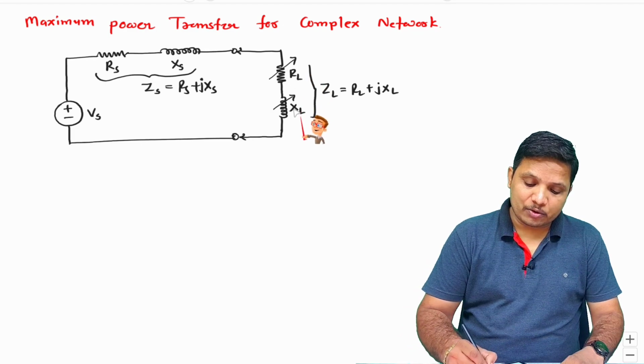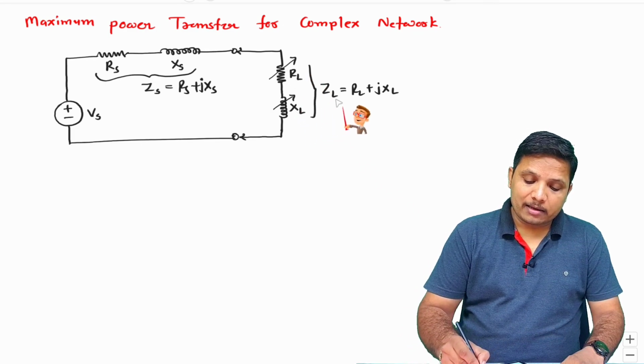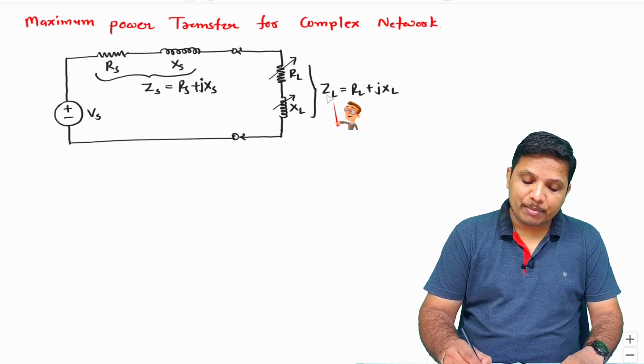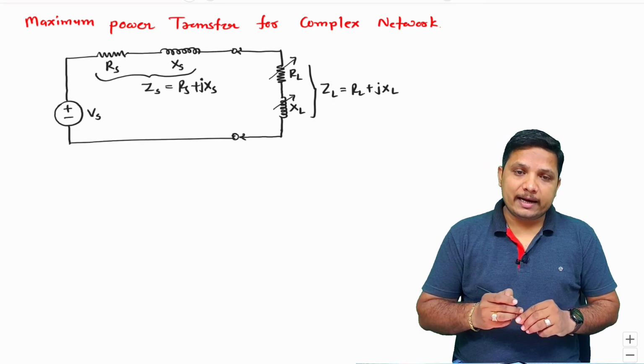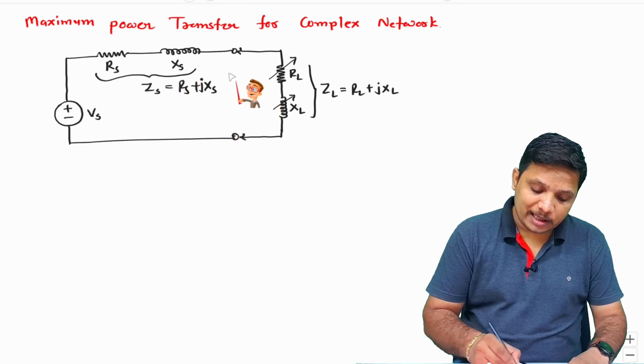I will consider this as a variable element. By varying these two, we will identify the condition at which maximum power gets delivered to the load ZL.